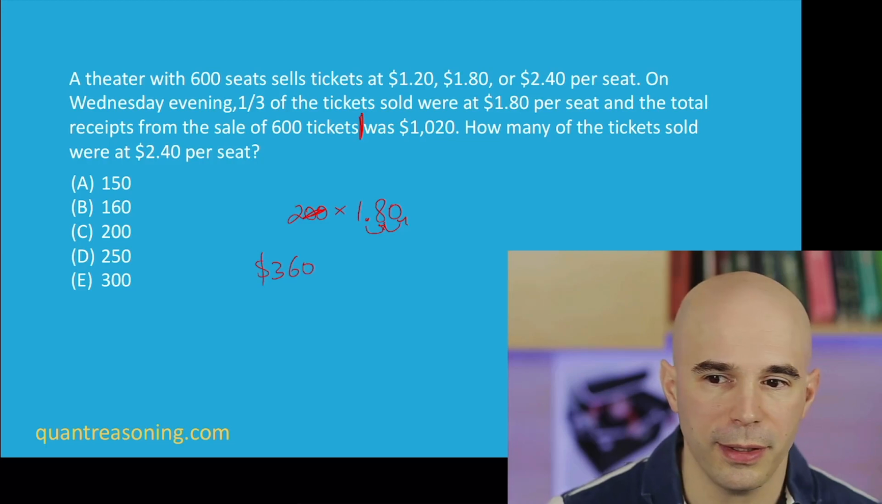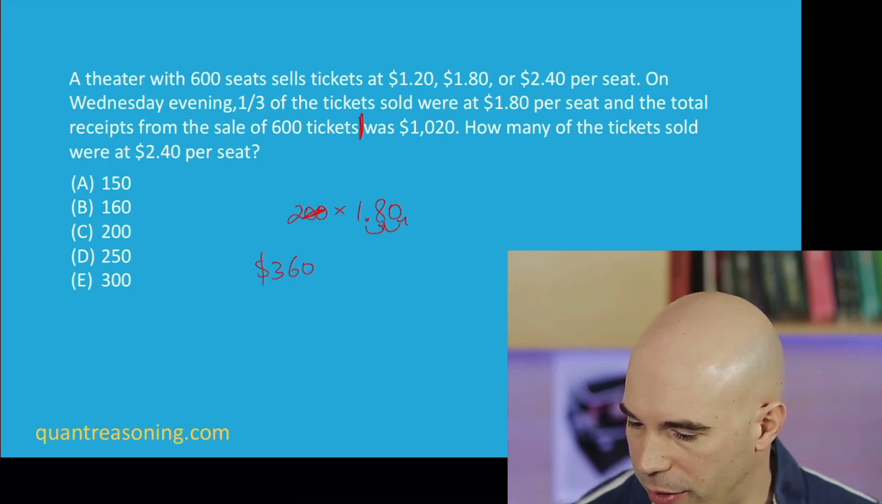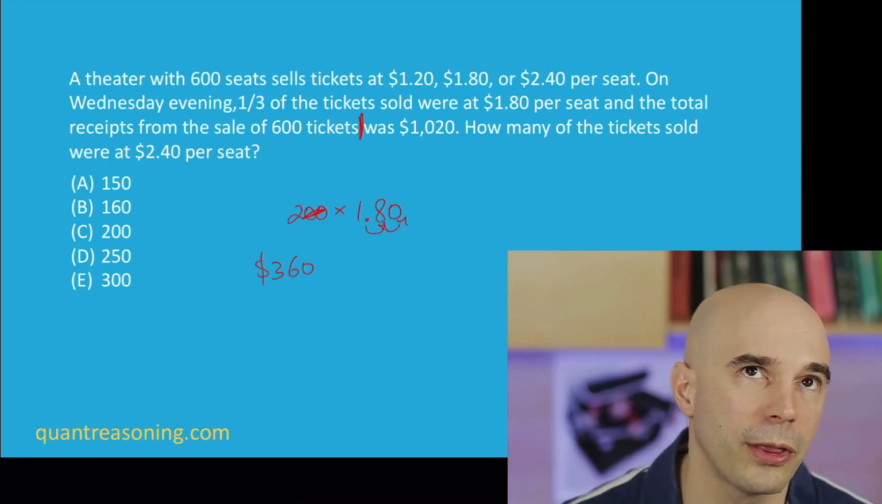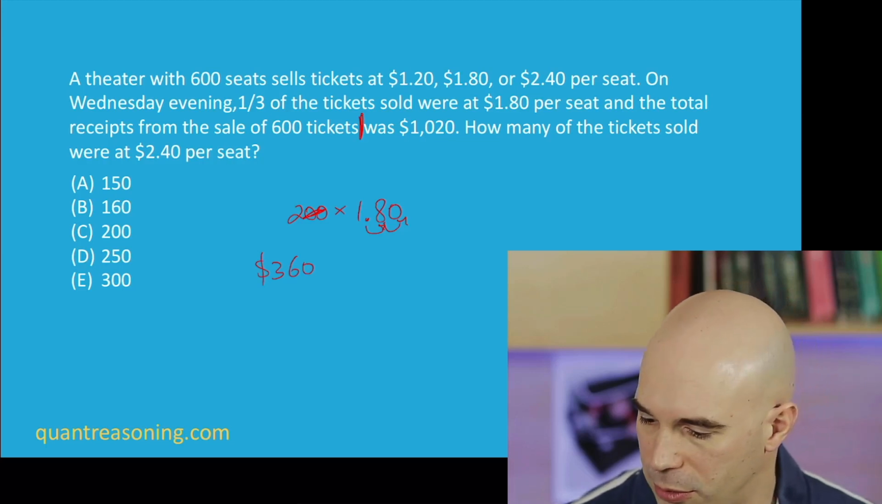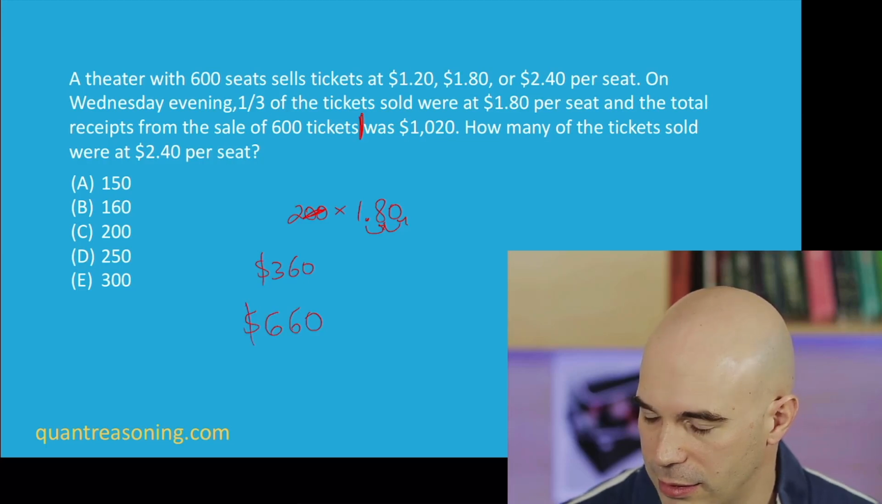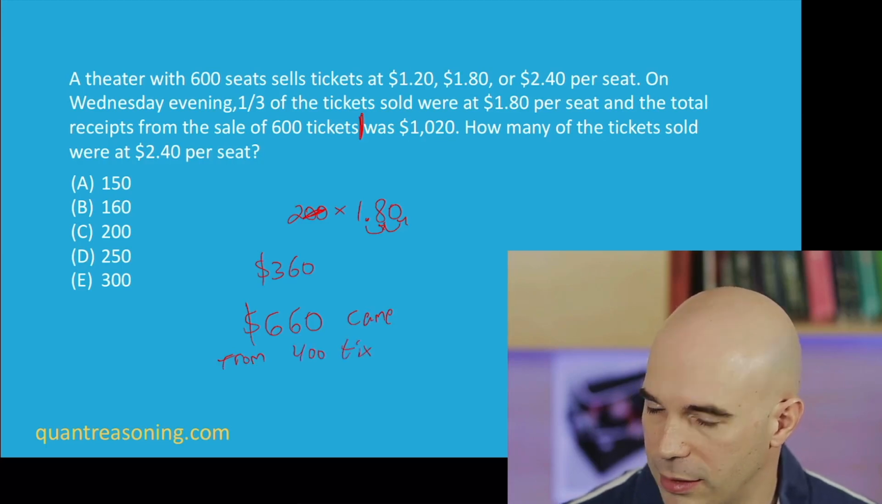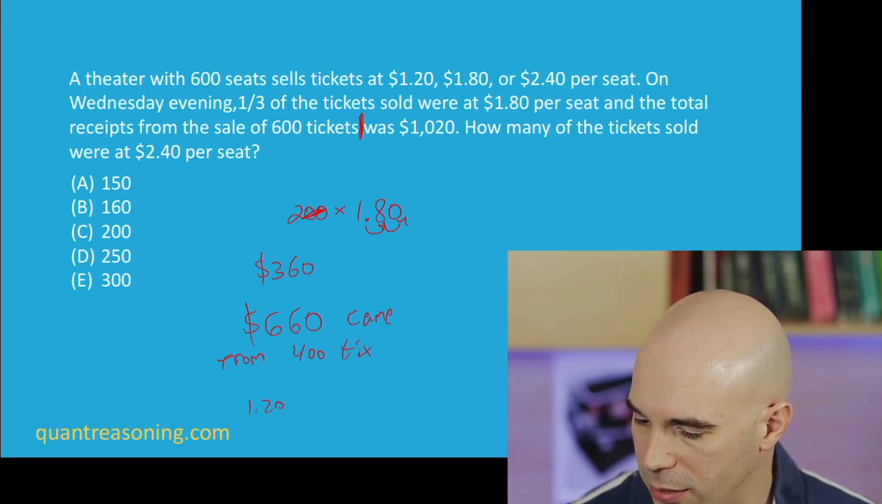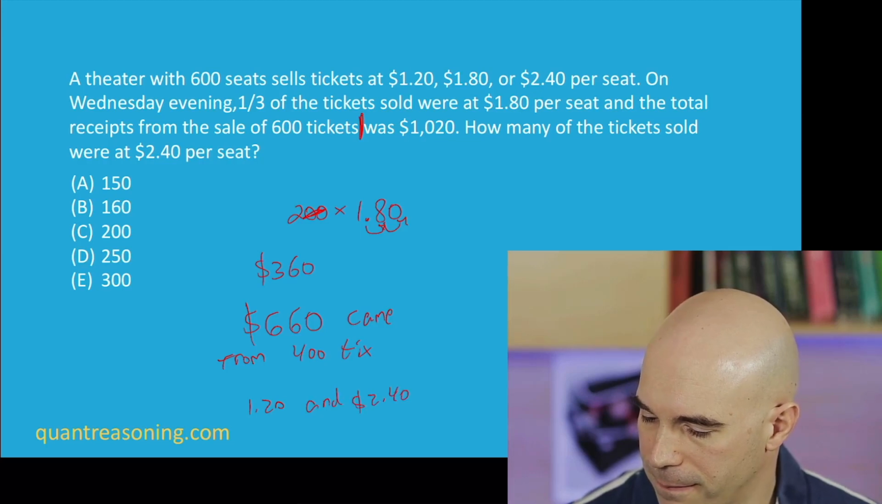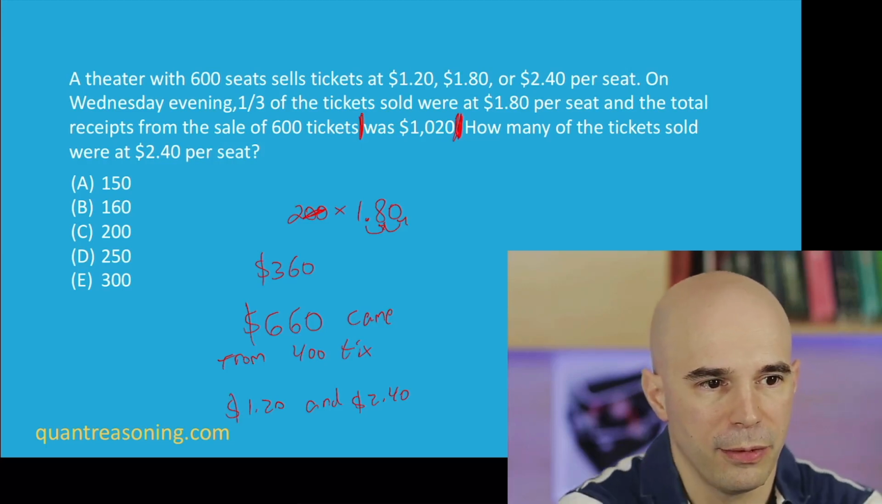Then I would read on to the period and say, well, that leaves me with another, what's the difference between 360 and 1020? I think the difference is 660. So 660 came from 400 tickets whose prices are $1.20 and $2.40. That's, I think, the big inference that we want to make at the period before we keep reading.